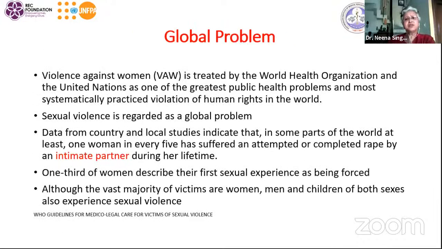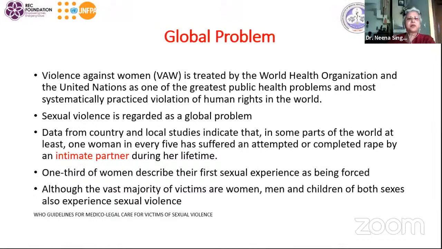So this is a global problem. Violence against women is treated by the World Health Organization and the United Nations as one of the greatest public health problems. And this is the most systematically practiced violation of human rights in the world. It is a global problem. Sexual violence itself is a global problem.